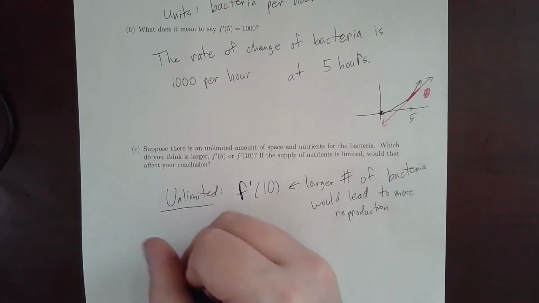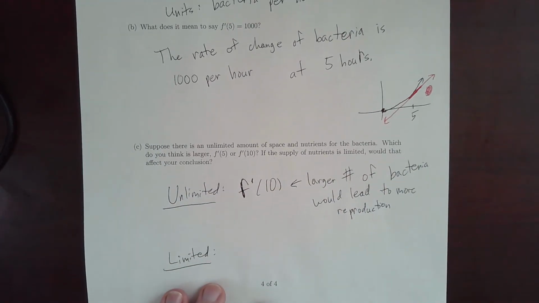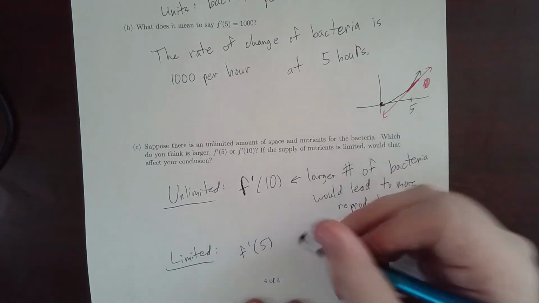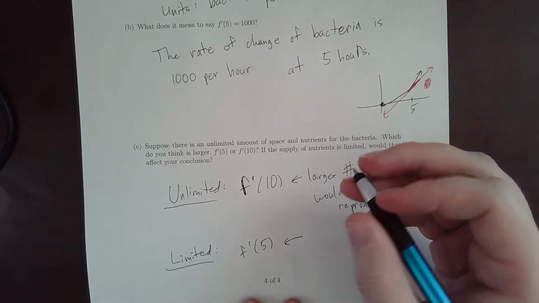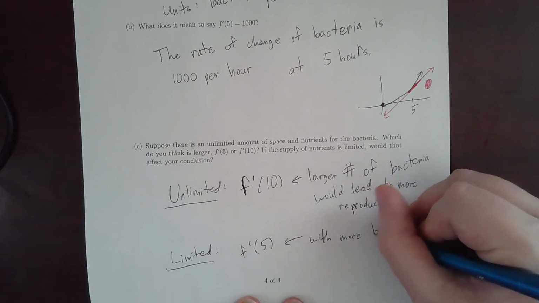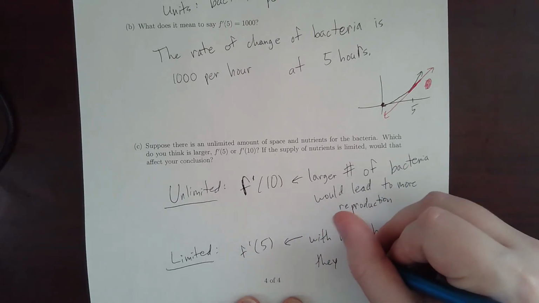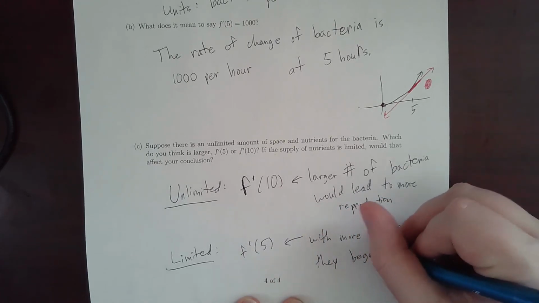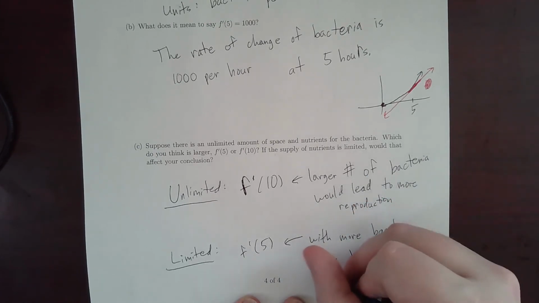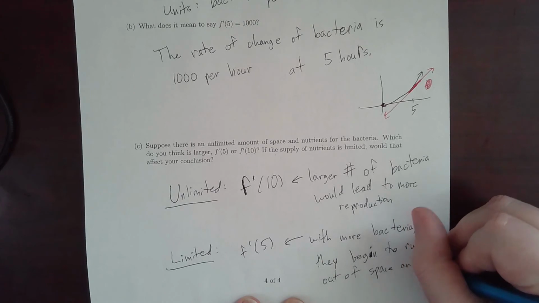However, if there was only a limited number of resources, it's hard to say, but we would probably expect f prime of 5 to be larger, if only because with more bacteria, they'll begin to run out of space and resources.